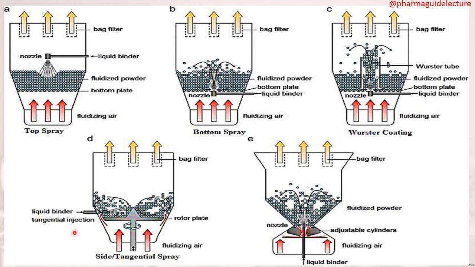Here the nozzle is introduced at the side of the expansion chamber. Okay, what happens here? First, the spinning of this disc generates the centrifugal force, and a lifting force is generated by the hot air which passes through these adjustable disc gaps.